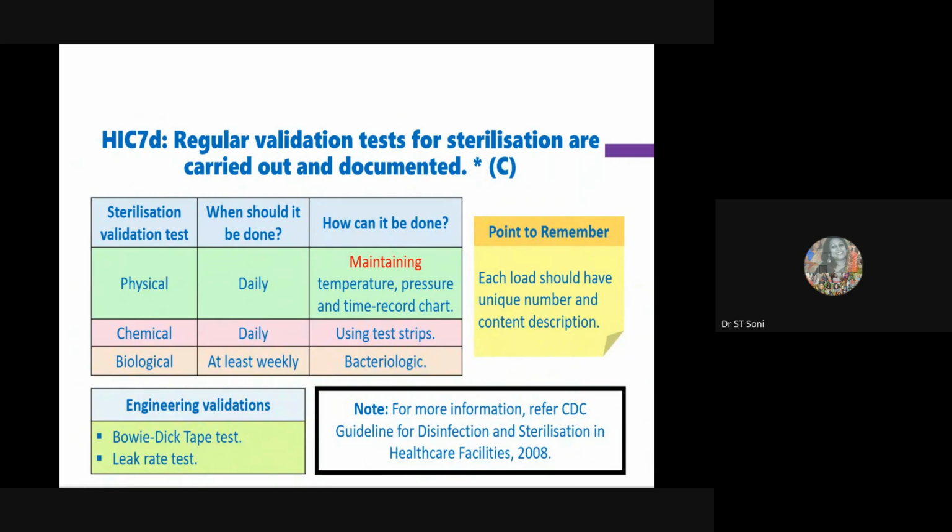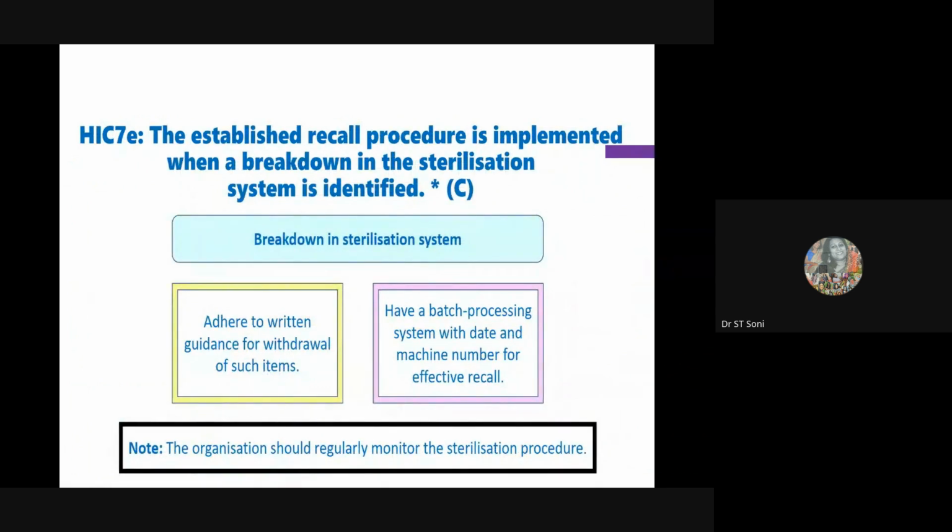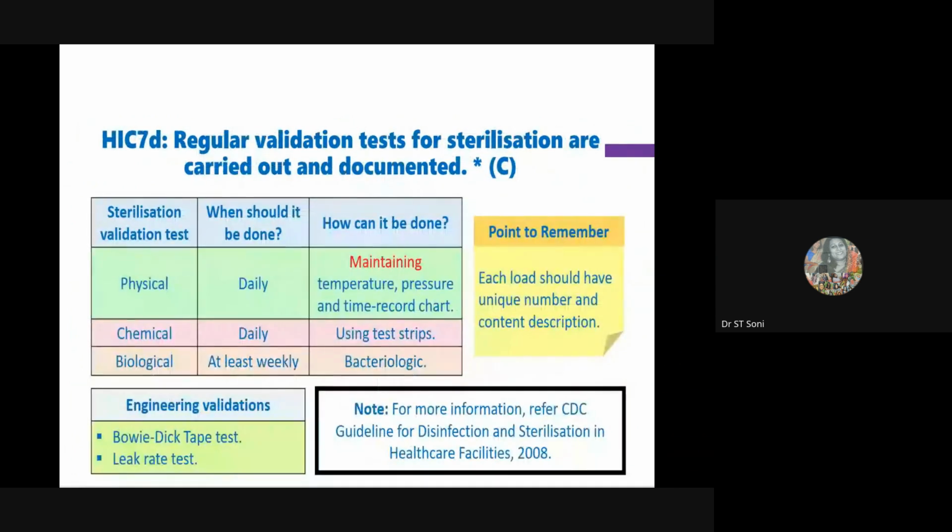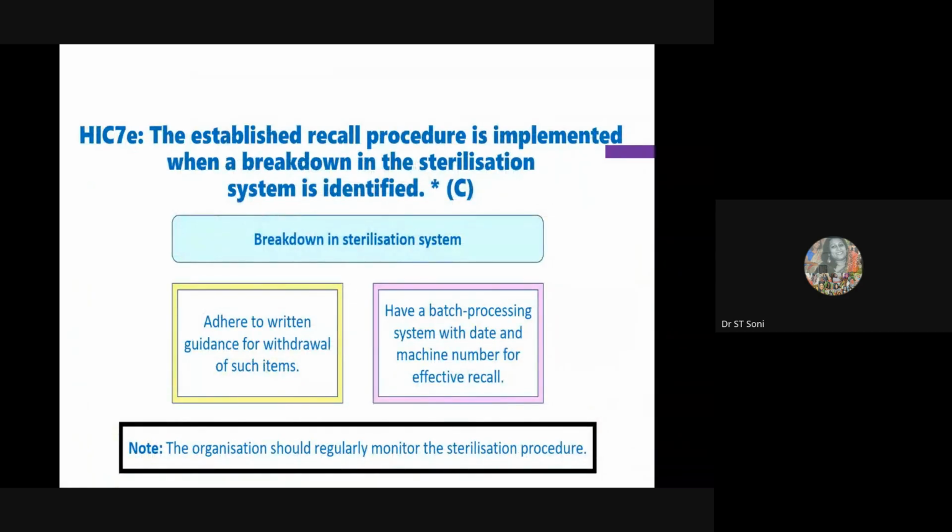Chemical validation also has to be daily, and biological at least weekly, by the bacteriological, engineering, Bowie-Dick and the leak rate test. Okay, so these need to be done. If there is any breakdown, like if these validations fail, then we need to recall all the loads. So we need to have a recall policy and a batch processing system with a date and machine number for the effective recall.